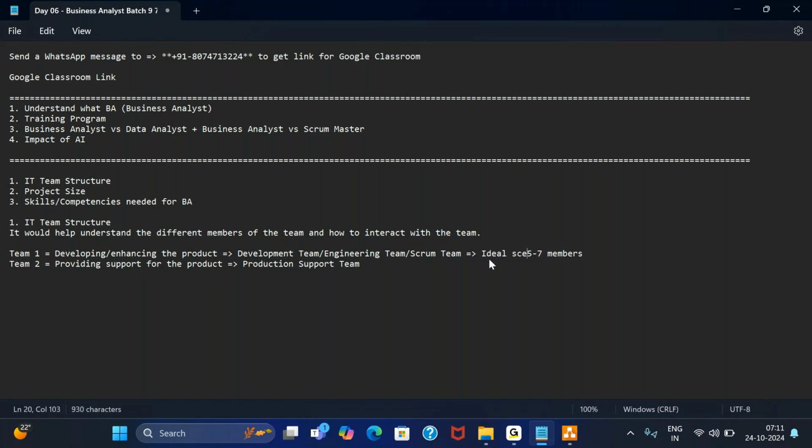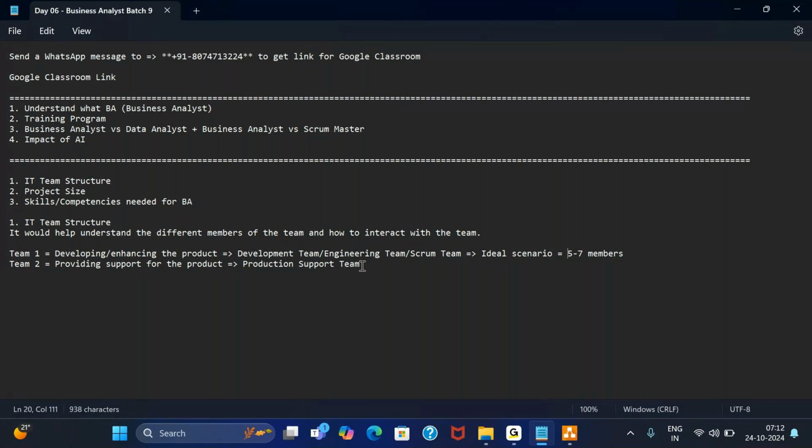This is ideal scenario. If there is team size like this, we should be happy. It's a smaller team size, easy to manage. But if team size grows bigger than this or becomes smaller, that is also possible in the IT industry again.